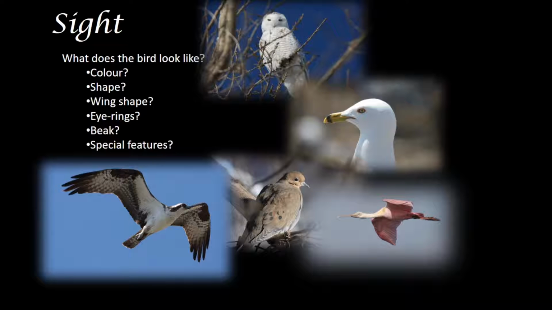Now consider sight. What does the bird look like? What was its color, its shape? What were its wings like? Did it have eye rings? What was its beak like? What were its special features? Each of these is a clue as to what type of bird you saw. Those are its physical features.